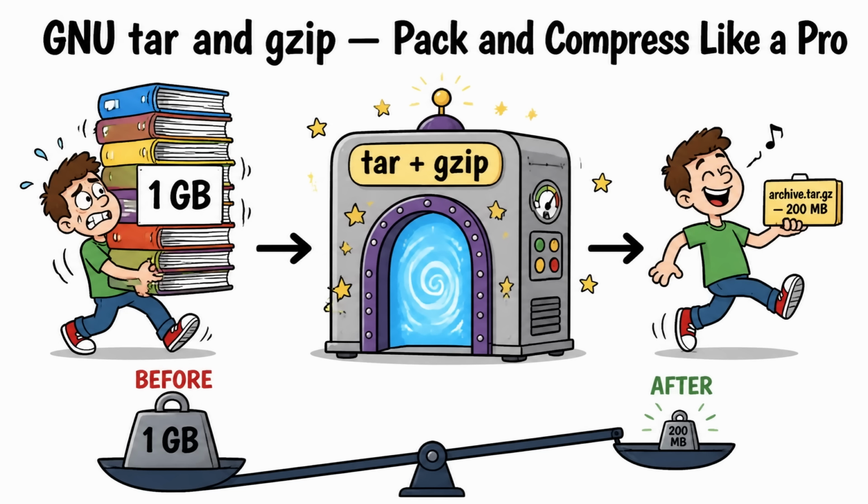GNU Tar and Gzip are your go-to tools for packaging and compressing files. Tar bundles multiple files and folders together into a single archive file. Think of it like packing a suitcase. Gzip then compresses that archive to make it much smaller, like sitting on the suitcase to zip it shut. Together, you'll often see them used as tar.gz files, a compressed archive that's easy to share or store. If you've ever downloaded a Linux package ending in .tar.gz and extracted it, you've already used these tools without knowing it.